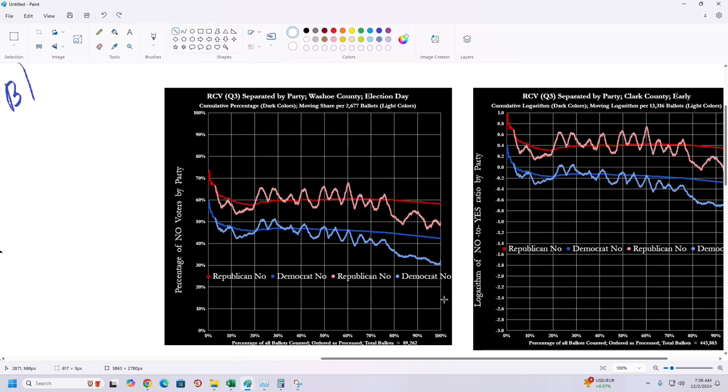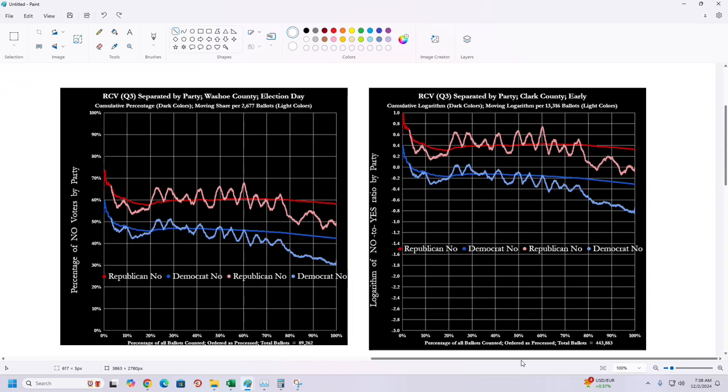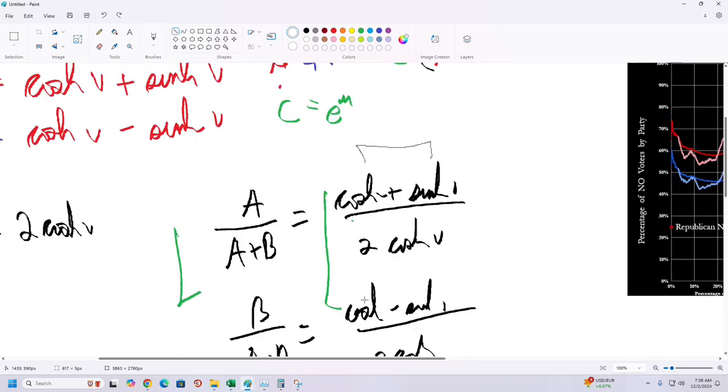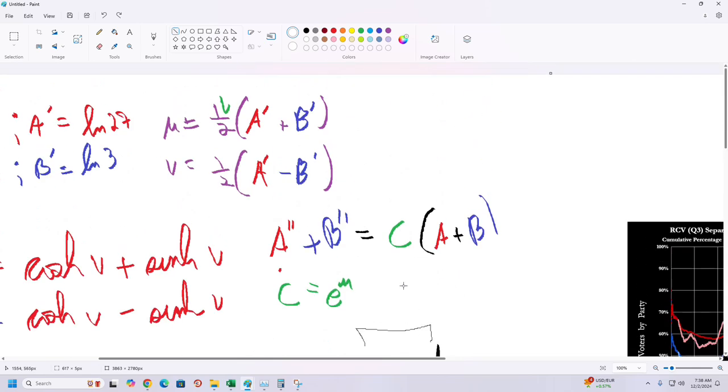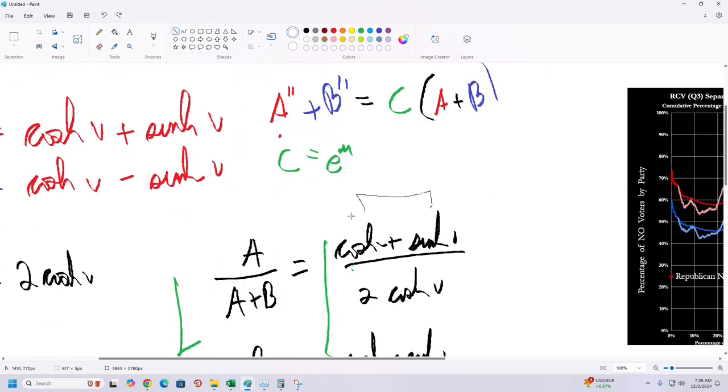Except in this case, we actually have to use logarithms. So I just want you to understand the difference between a logarithm and a percentage. A percentage is fundamentally a hyperbolic function in the form of cosh plus sinh over 2 cosh. Whereas a logarithm is just cosh plus sinh. It's e to the u, right? It's just cosh plus sinh.